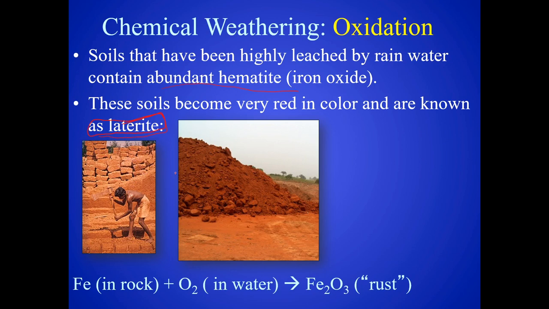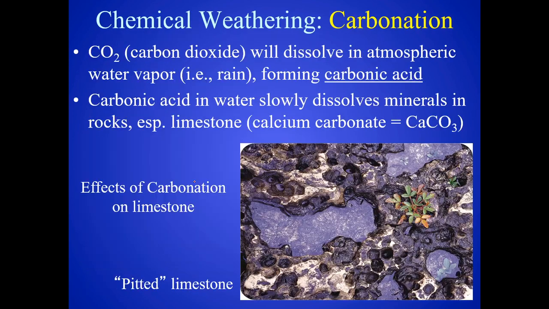Like I mentioned in the previous lecture, hematite's a really tough mineral, and it doesn't get broken down. After a lot of weathering has occurred, it's the last thing to be left over. These soils have been leached and weathered so much that they're almost just hematite left over. So we talked about oxidation, and we talked about hydrolysis and weathering of granite. The last chemical weathering process I want to talk about here is carbonation.